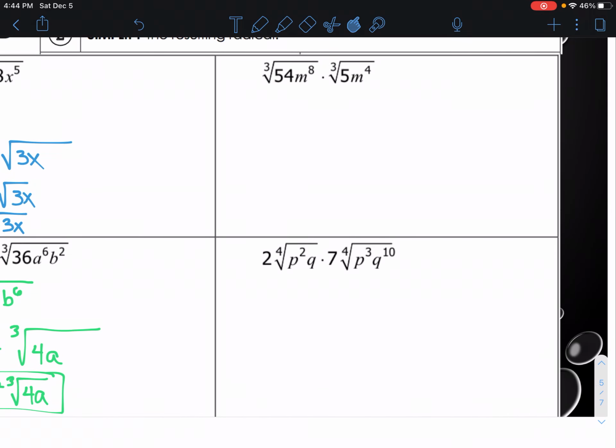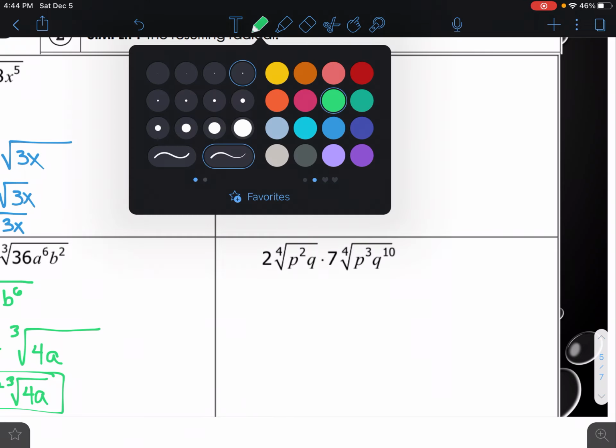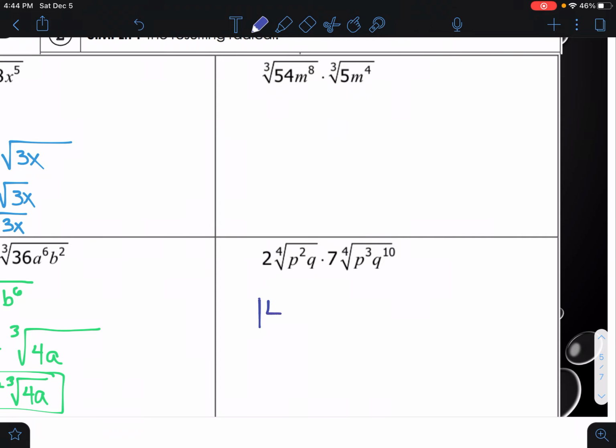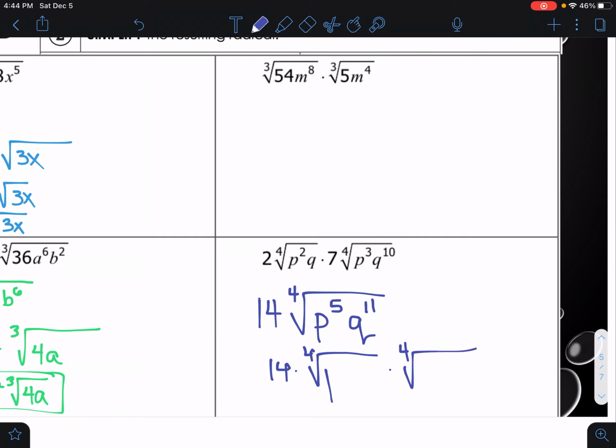I'll take a look at this last one real quickly. Multiply the stuff in front. I think we'll just do this one and call it good. This is the 4th root. So now I'm just multiplying these. So p to the 5th and q to the 11th. And that would be p to the 4th and q to the 8th. And that would mean I'd have 1 p left over and 3 q's left over.